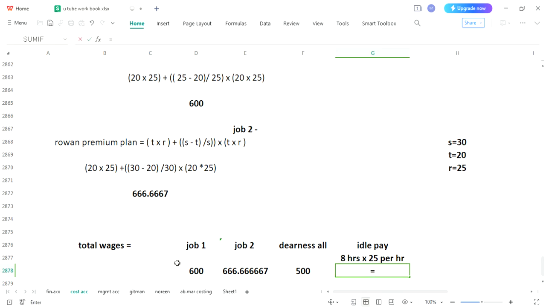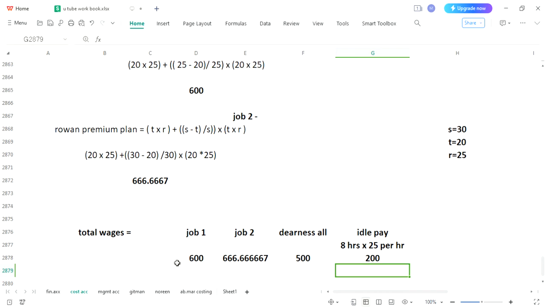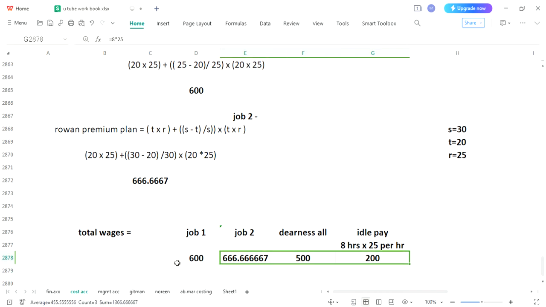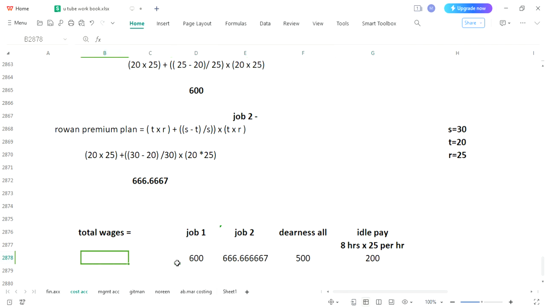Now we are open to calculate 8 multiplied by 25. Alright guys, we do have everything where it should be. Job number 1 total amount was 600. We have calculated in this way. For job number 2, 666. DNS allowance was given in the book, 500, which was fixed.